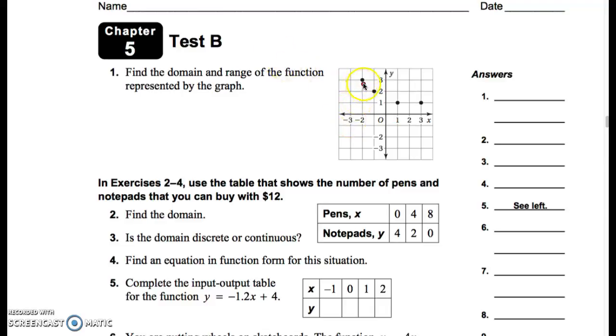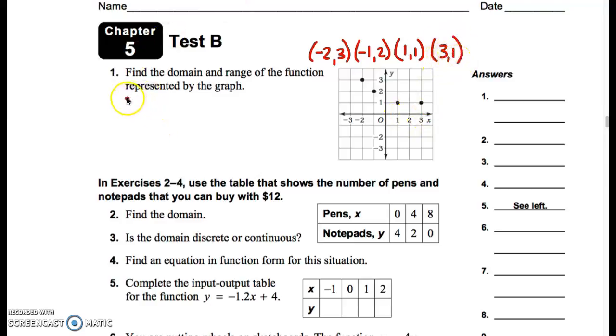So what I like to do is go ahead and list the ordered pairs of these 4 points first, and then I can very easily pick out the domain and the range. This point right here is the point (-2, 3). This second point is (-1, 2). The third one right here is (1, 1). And the fourth one is (3, 1).